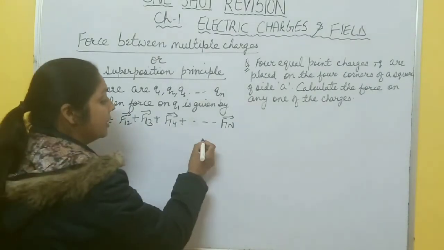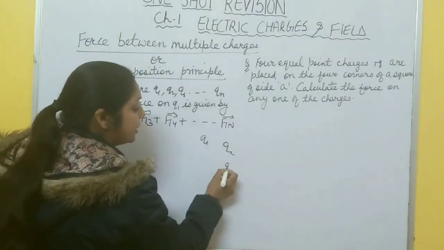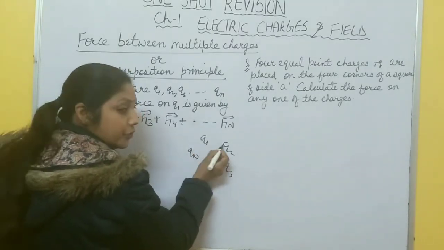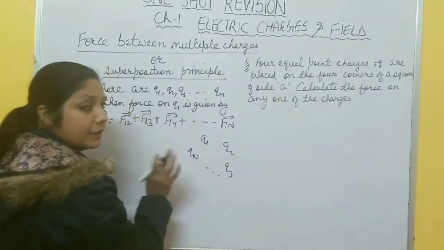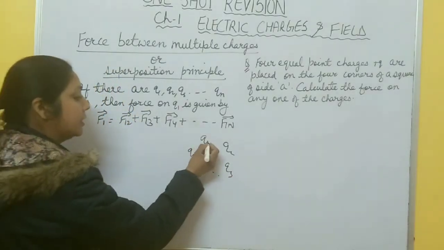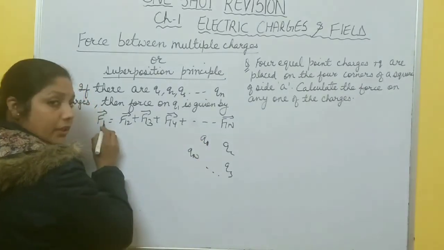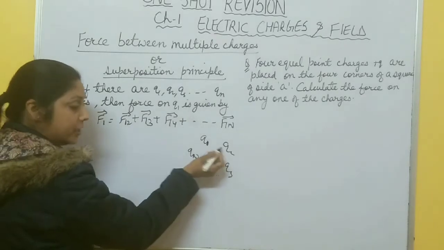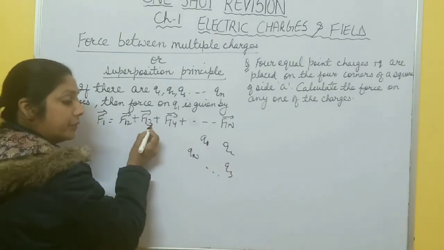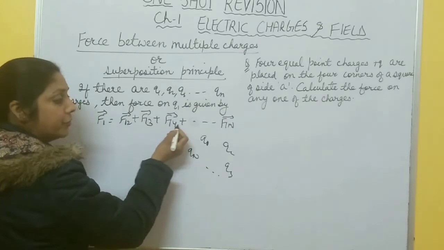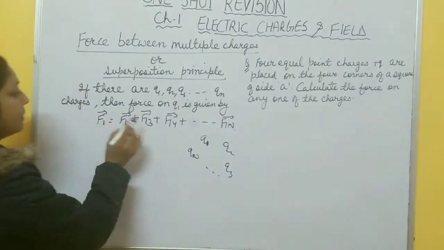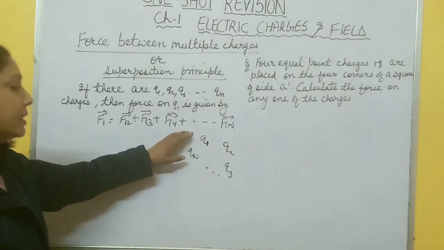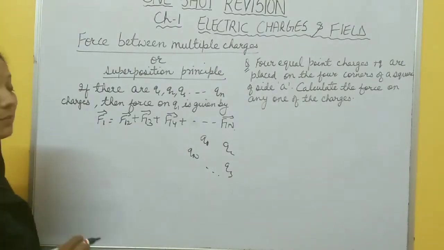Suppose there are q1 charge, q2 charge, q3, a number of charges, right? The force between any two charges is not affected by the presence of other charges, and the total force on this q1 is always equal to the vector sum of the force exerted on 1 due to the second charge, plus the force on 1 due to the third charge, plus the force on 1 due to the fourth charge, in this way up to the nth charge. It is the vector sum of force due to all other charges in the system. This is the superposition principle. It is very important.